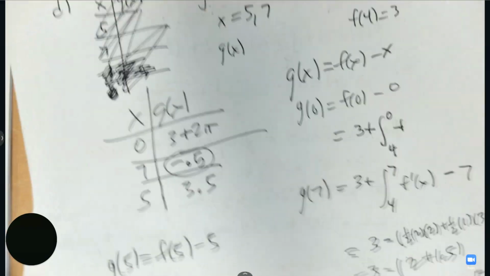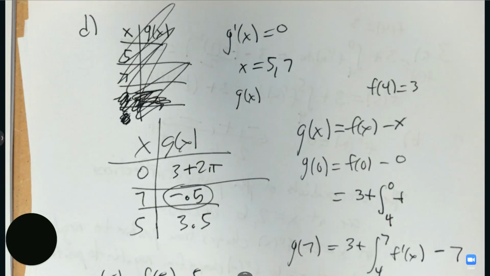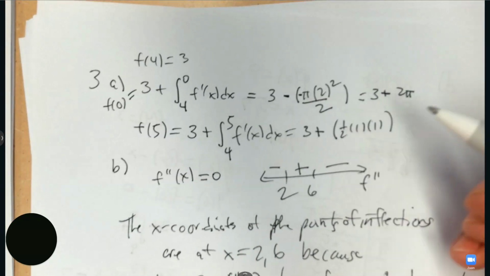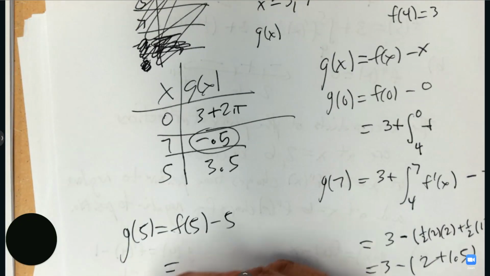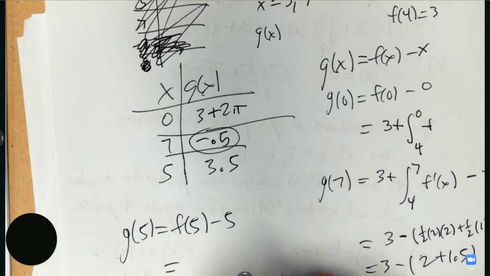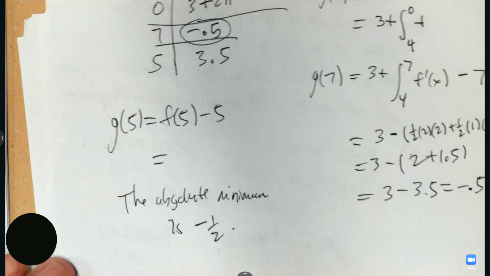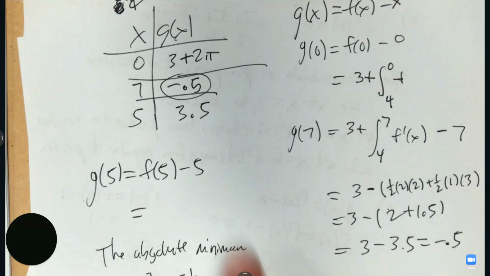And again, I'm looking for the minimum here. For f at 5, did I make the same mistake? So f at 5 is proper from 4 to 5, so it is a positive area. It's 3 plus 1/2, 3.5. And you have to find the absolute minimum. Now I feel much better about it. So the absolute minimum is negative 1/2. And we show the work and show what's my least answer from my table of values.